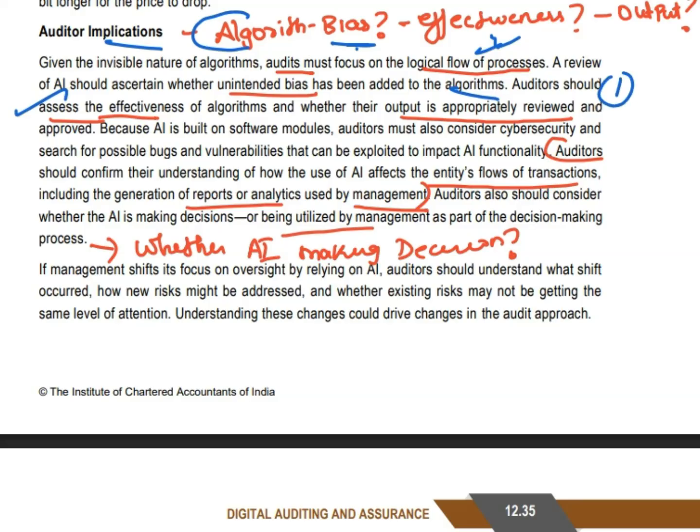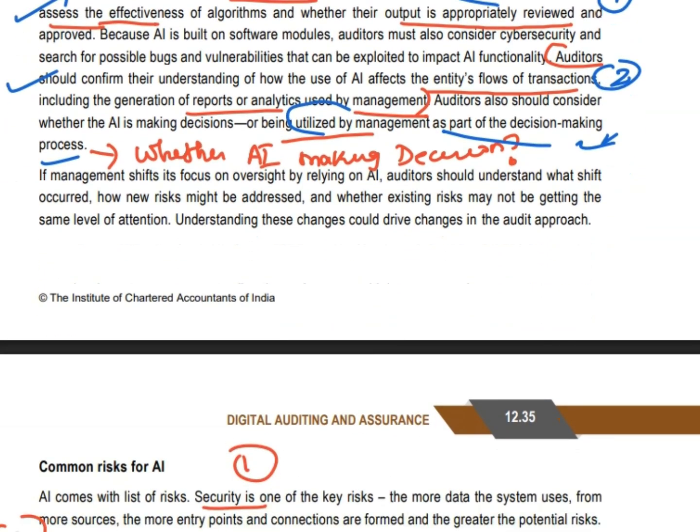So this is the first point, and now the second point: the auditor should confirm their understanding of how the use of AI affects the flow of transactions. You will see this point everywhere, how emerging technologies are affecting the flow of transactions, including the generation of reports, analytics used by the management, etc. And the last point, you have to analyze whether AI itself is making the decision, or is being utilized by the management as part of the decision-making process. So these are the audit implications.